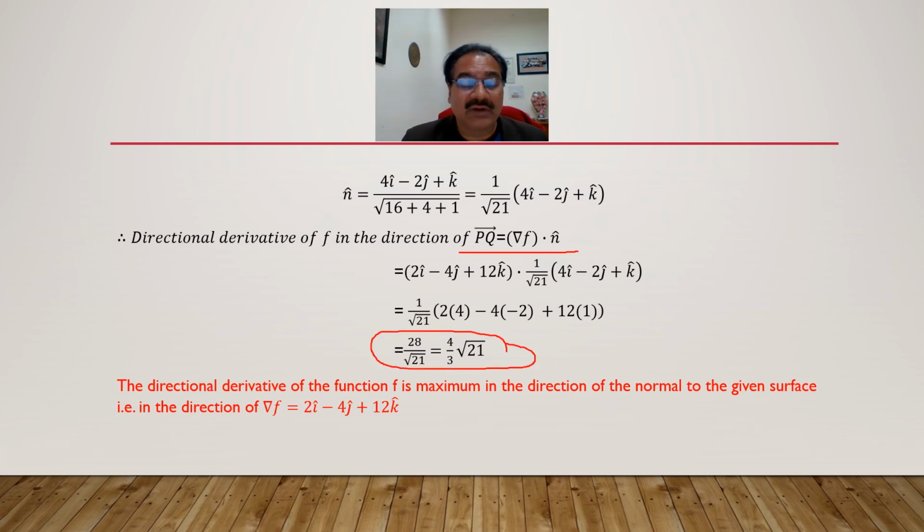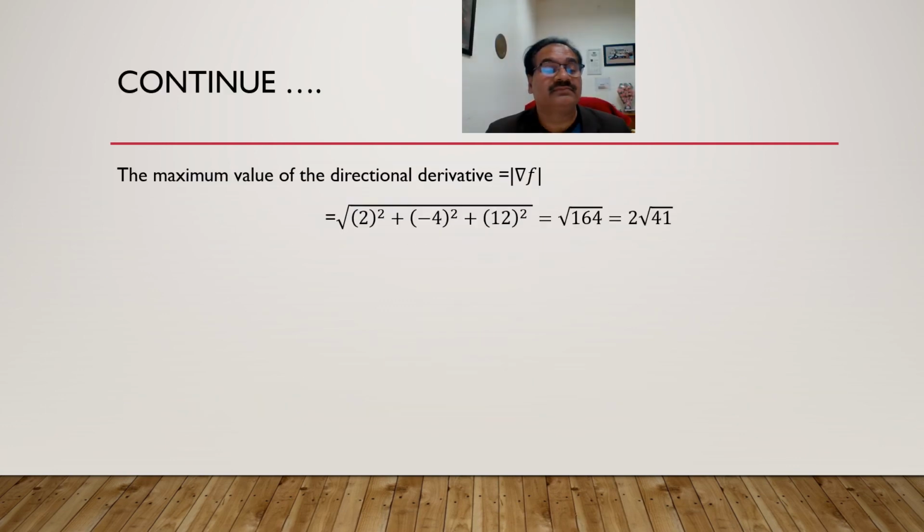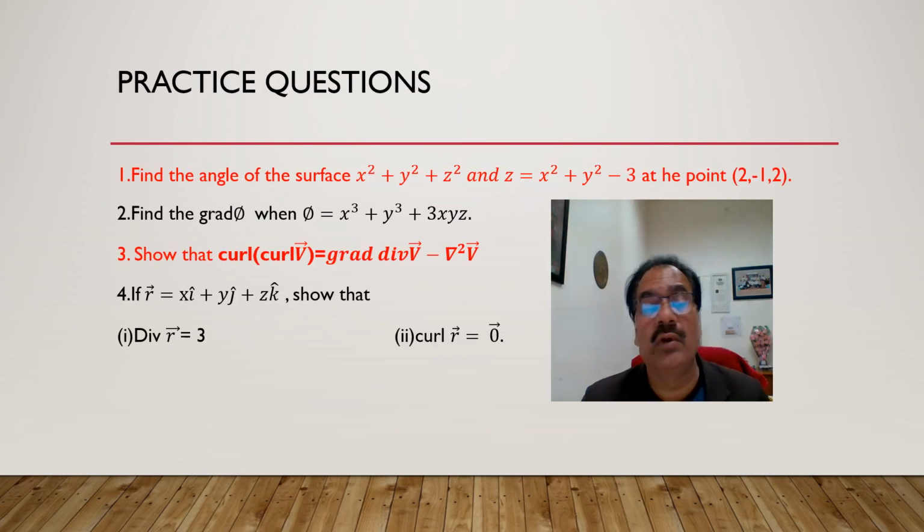The directional derivative of the function f is maximum in the direction of the normal to the given surface, that is, in the direction of del f, which is equal to 2i minus 4j plus 12k. Now the maximum value of the directional derivative is the modulus of del f, and this is equal to 2 into root 41.